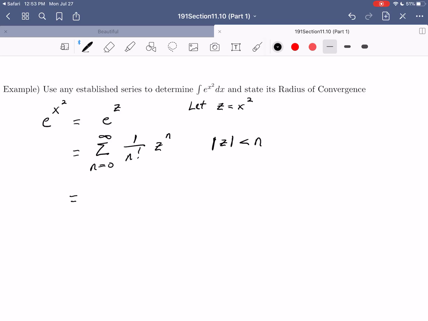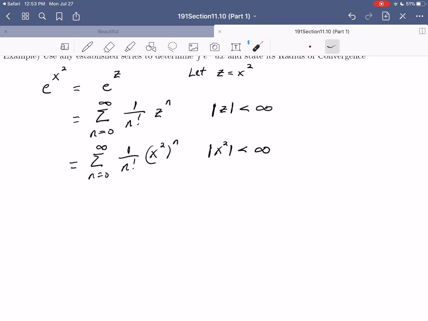Then, notice that we can say that is the sum from n equals 0 to infinity, 1 over n factorial. Let's pop this x squared back in there. So x squared to the n, absolute value x squared less than infinity. Okay, then we can go ahead and simplify this. Looks like we get that this is the sum from n equals 0 to infinity, 1 over n factorial, x to the 2n, and this we can simplify and get absolute value of x less than infinity.